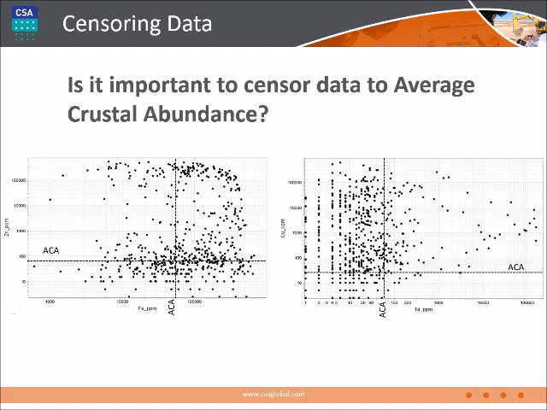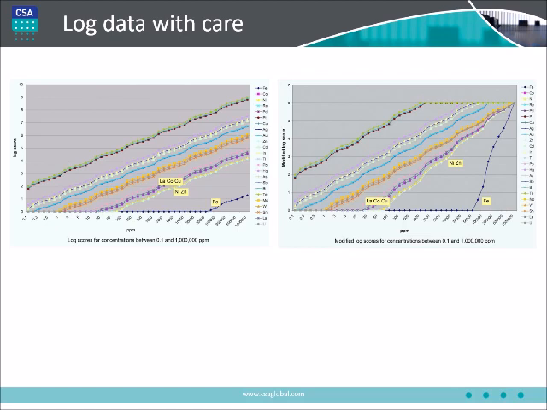Now, I mentioned log the data with care. This is two slides, one showing if we use a base 10 log for everything, we get these curves from, well, here's one part per million through to a million parts per million, 100%, and we get these log scores of 1, 2, all the way up to 9. Well, that's fair enough, and that was the way I started when I wanted to build the model.